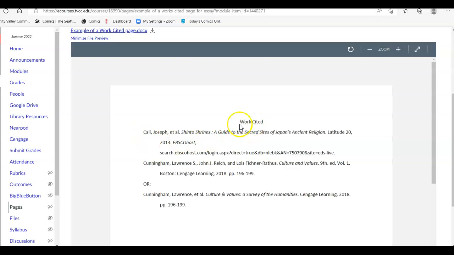It'll be with a title, it'll list the author's last name, then the first name, and anybody else there, title of the article that you looked at, where that article was located, the URL, and again, I'll show you how to find that information in a moment. And then also any other sources, you would list them alphabetically. So let's go back to the modules.